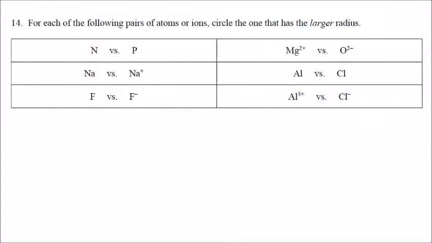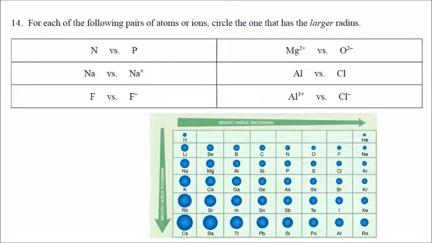In number 14, for each of the following pairs of atoms or ions, circle the one that has the larger radius. Starting with the general trend in atomic radius, if we can find two elements in the same group, like nitrogen and phosphorus, the one that's further down the group should be larger in size. So phosphorus is larger than nitrogen. And if we find two elements in the same period, the one further to the left would be larger. So between aluminum and chlorine, aluminum should be larger in size. They're in the same period.